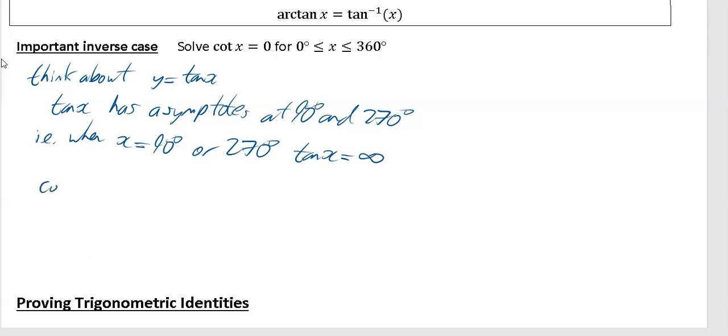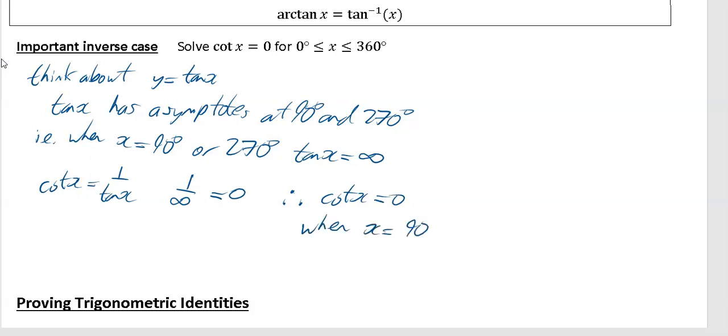Okay, so we have got cot x is equal to 1 over tan x. So 1 over infinity, this mathematics is not great, but it will do us to understand it. So 1 divided by infinity is effectively equal to 0. Therefore, cot x equals 0 when x is equal to 90 degrees or 270 degrees. Okay, and that's it.